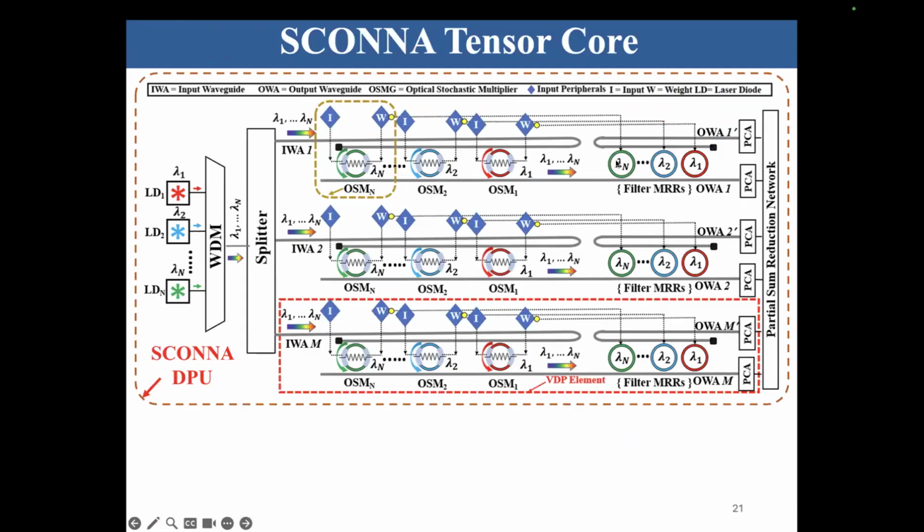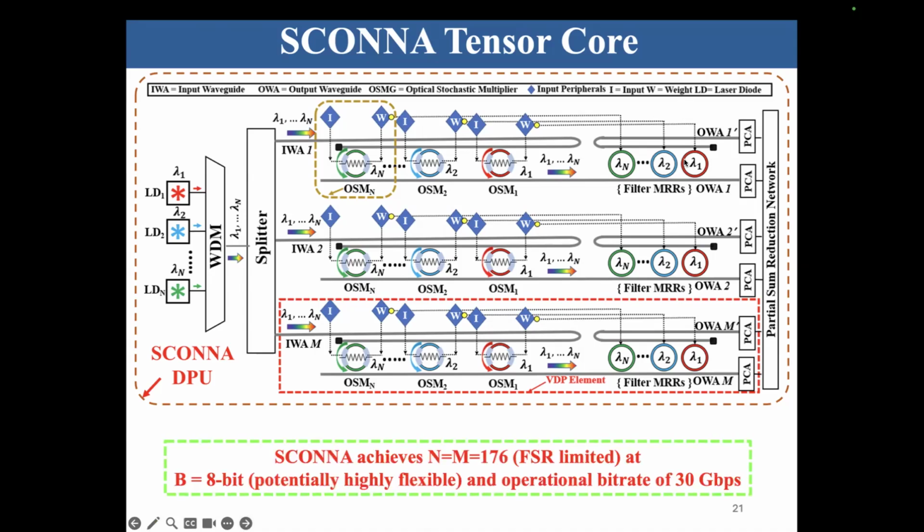We can then organize these optical stochastic multipliers in a tensor core arrangement like this. We can have filters to control the negative computation as well, and we can create this tensor core. It turns out we could actually increase the parallelism to 176, right? In this case, the FSR was considered really high. But even if the FSR is lower, we can still have significant parallelism compared to the 44 that we are achieving in the analog case.